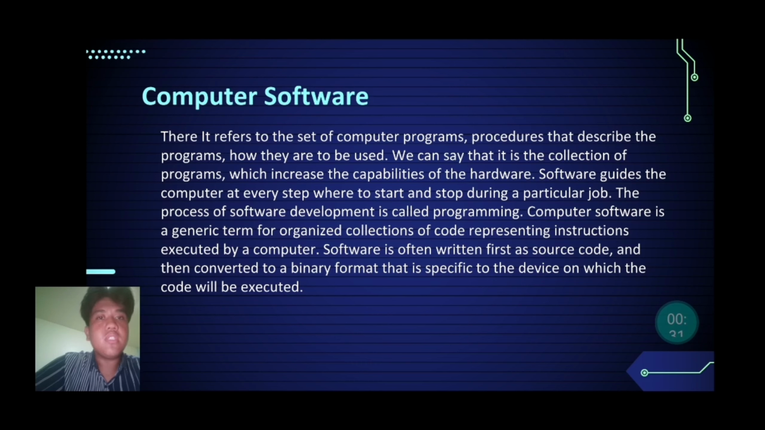Computer software is the generic term for an organized collection of code representing instructions executed by a computer. Software is often written first as source code and then converted to a binary format that is specific to the device on which the code will be executed. Ano nga ba ang computer software? Computer software consists of various components that work together and enable the computer to perform tasks and run applications.